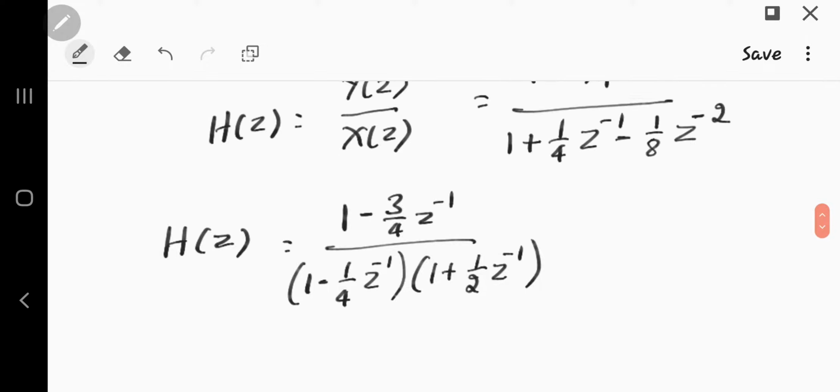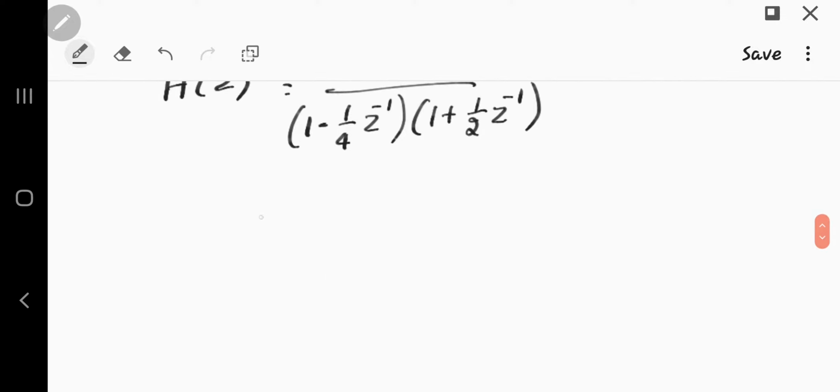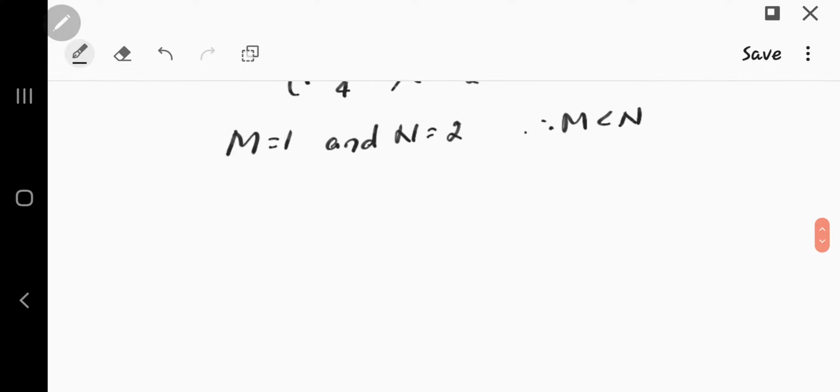Now if you observe the numerator and the denominator, the order is 1 in the numerator and 2 in the denominator. So m is equal to 1 and n is equal to 2. Therefore m is less than n, so we can apply partial fraction expansion to the transfer function.